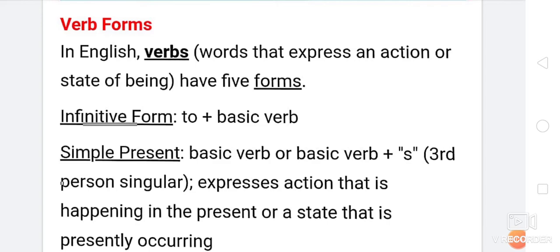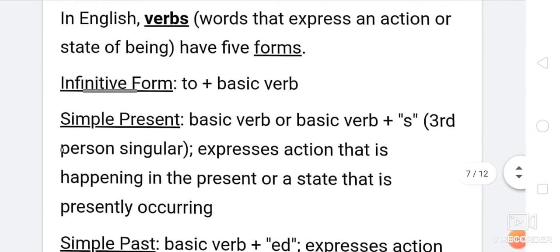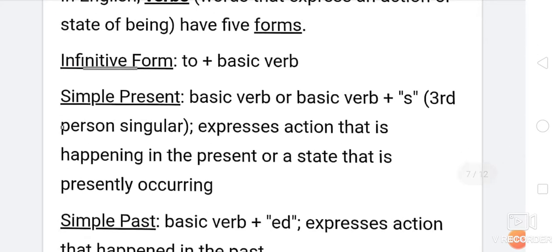Infinitive form, right? Sometimes it is also called the base form. In infinitive form the format is to plus base verb, that is to plus the basic form of the verb. For example, cook: the infinitive form here will be to cook. So this is the very base form of the verb.